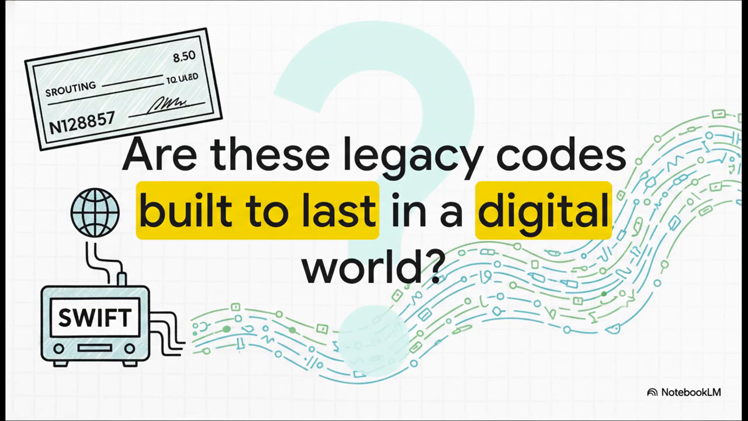So there you have it. We've untangled the mess of bank codes. But it kind of leaves us with one last big question, doesn't it? The routing number was literally designed for paper checks in 1910. The SWIFT system was built for early computers decades ago. So as money becomes instant and digital and totally borderless, are these ancient systems really built to last, or are we on the verge of something completely new? Definitely something to think about.